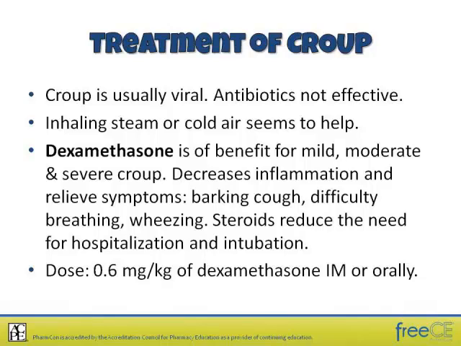The dose for the treatment of croup is a big one. It's 0.6 milligrams per kilogram of dexamethasone IM or orally. So it's not uncommon for us to see maybe 10 milliliters of dexamethasone. So we are seeing some pretty hefty doses of dexamethasone being given, and that's fine because the recommended dose for the treatment of croup is 0.6 milligrams per kilo.